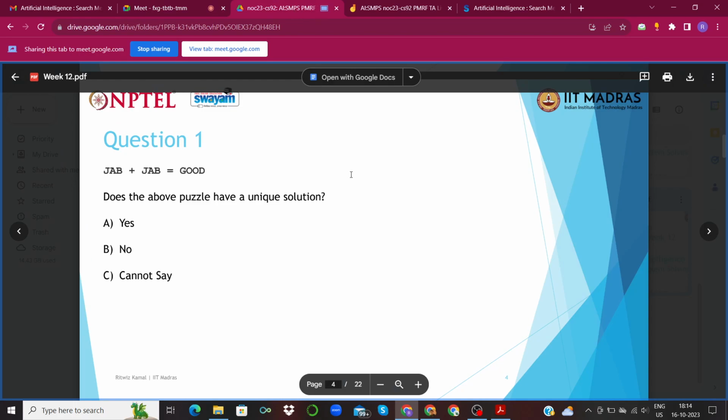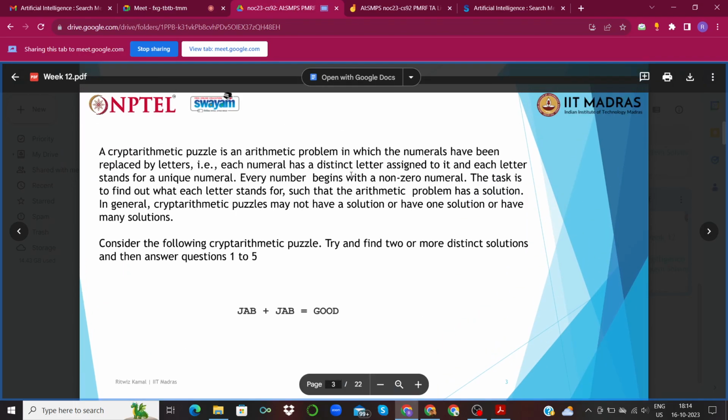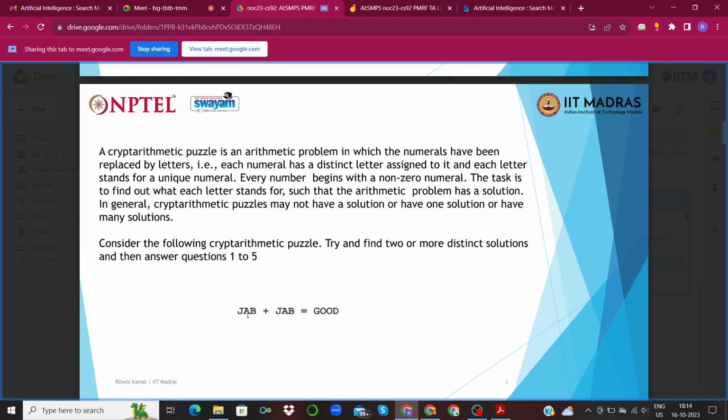Okay, so questions 1 to 5 basically dealt with the script arithmetic puzzle, where you had to find something similar to this constraint satisfaction problem that you just saw. It was much simpler here. Given this particular equation, like jab plus jab equals good, you had to find appropriate assignments of numbers to these individual letters.